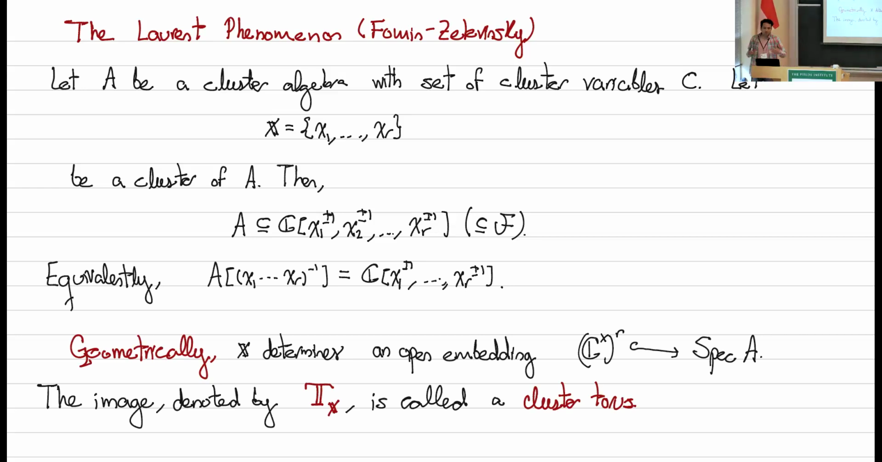So geometrically, this x is going to determine an open embedding of an r-dimensional torus into spec of A. Since A may be non-Noetherian, let me not be very precise about what I mean by spec. Just imagine the nice case where A is finitely generated and so on. So I have a torus embedded into spec of A as an open set. This is called a cluster torus. So every cluster gives me a cluster torus. In spec of the cluster algebra, I have many cluster tori.